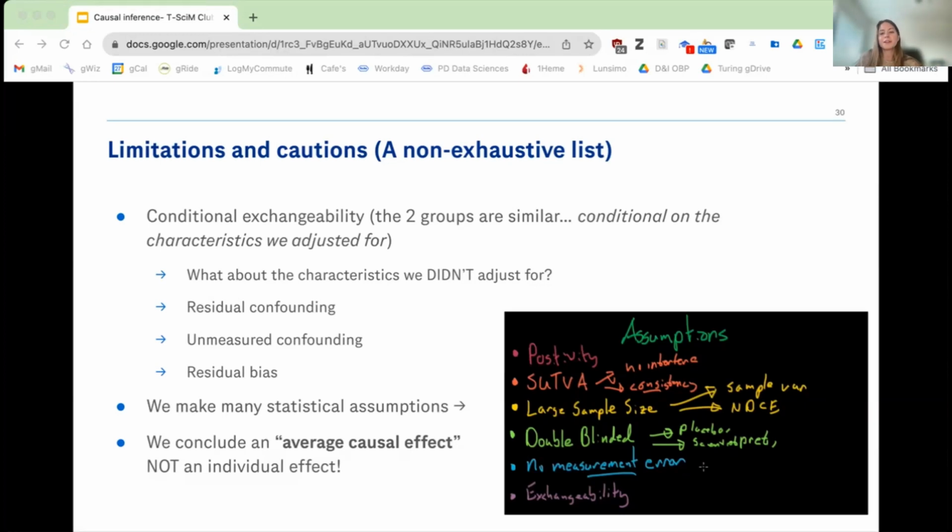So here you have to spend a lot of time thinking about and measuring the factors which you believe could confound your causal effect of interest. There are also a lot of statistical assumptions, some of them laid out on the right, like positivity and consistency. And then finally, we can only conclude for an average causal effect, on average between two groups, because we don't have a time machine. We can't claim causality at the individual level.